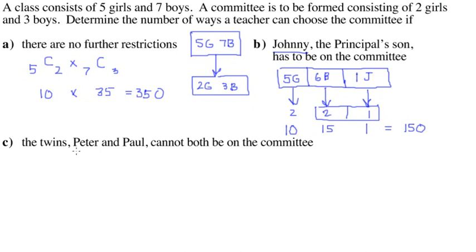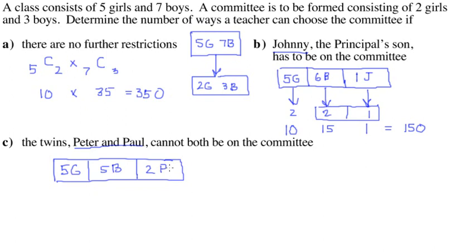Now, the twins Peter and Paul can't both be on the committee. These are both boys, so again it's going to be changing the boys' total. And so let's change our breakdown a little bit. I assume that they don't care about Johnny anymore in this example, so it's just about the twins. Here's what we've got. We still have 5 girls. We had 7 boys, but now what we have is 5 boys, and then we have the 2 Peter and Paul, the Peter and Paul twins. I'm counting them as a separate group because there's a special restriction about them. And our numbers go from the girls, we still need 2.